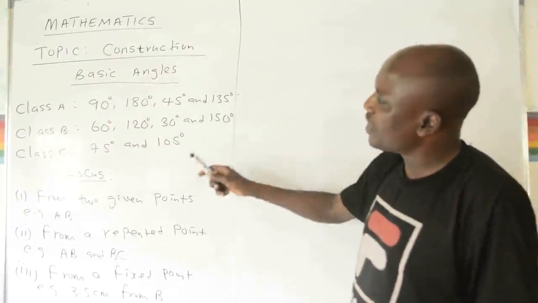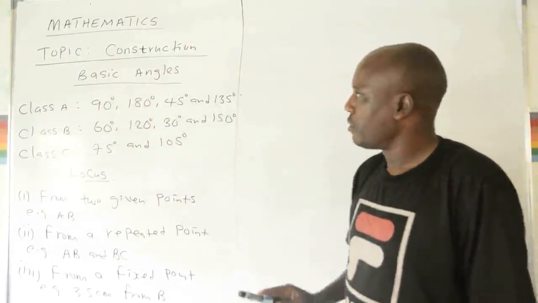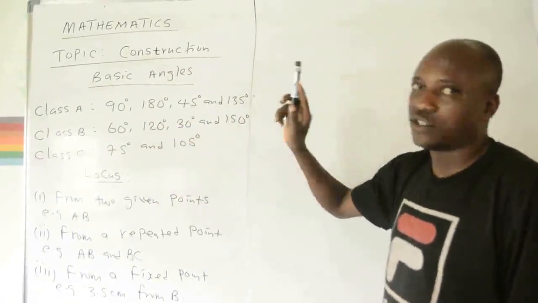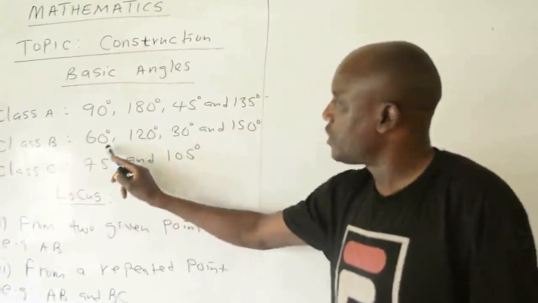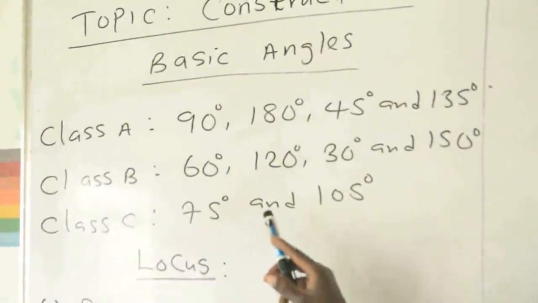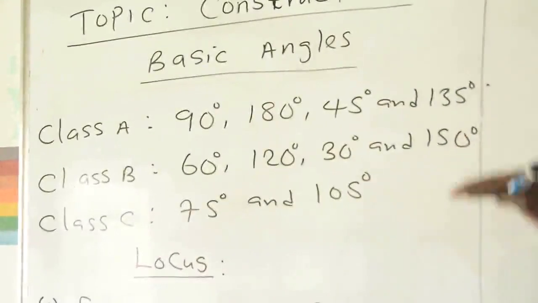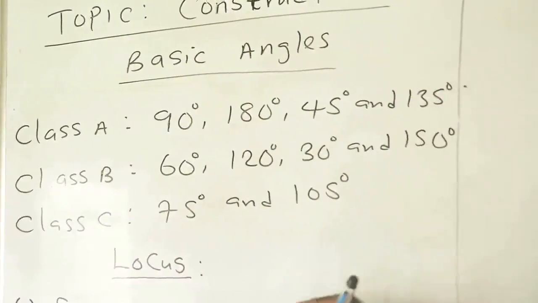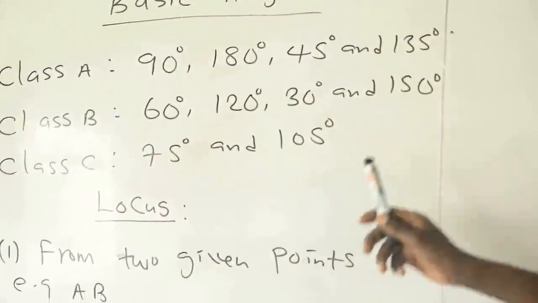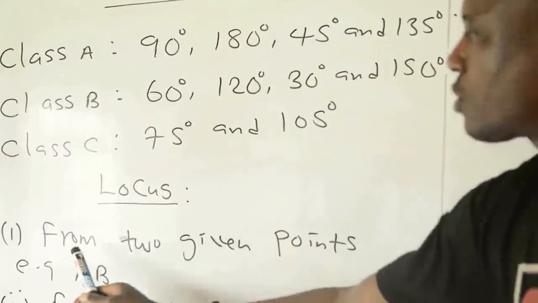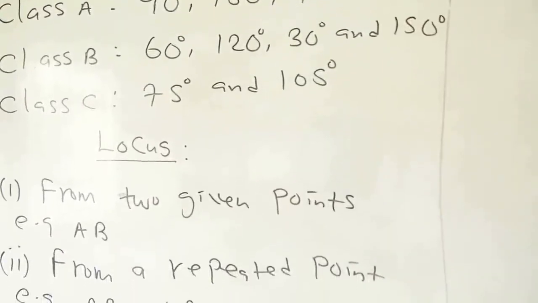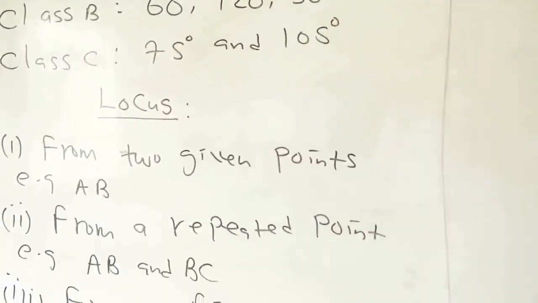Now, I have decided to classify it into three. I have class A: 90, 180, 45, and 135. And I have class B: 60, 120, 30, and 150. Then class C is 75 and 105 degrees. Now, having done this, we now move to locus. In locus, we are supposed to know how to construct locus from two given points, locus from a repeated point, then locus from a fixed point.